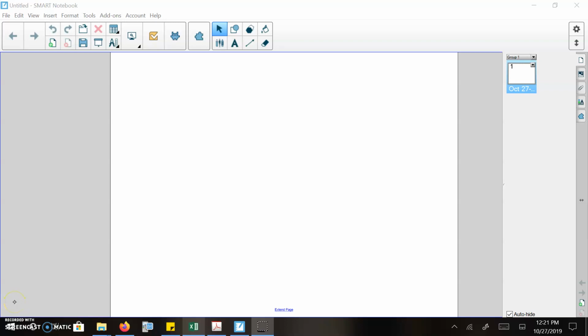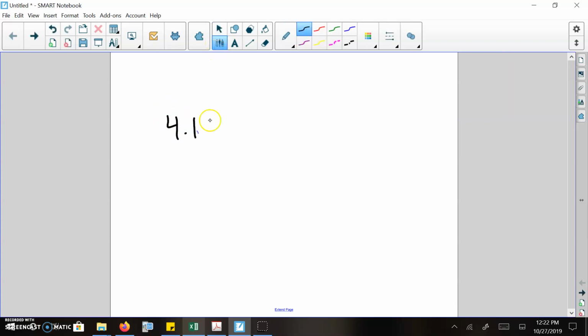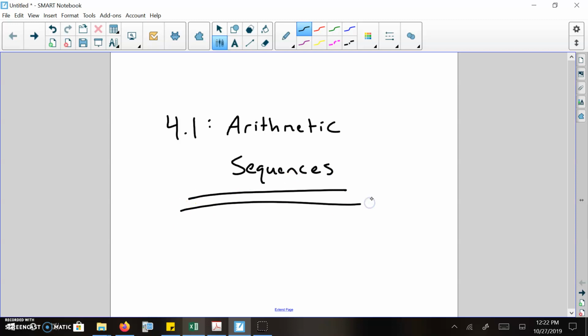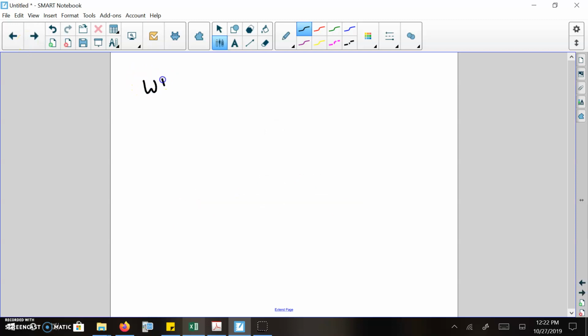So today we are going to start our Unit 4, which is going to be over something called sequences and series. So today we're going to talk a little bit about sequences, and then we're going to get into a specific type of sequence, and then we'll pick up on Monday with series. So you can go ahead and label this first section of your notes for this Unit 4.1. These are going to be something called arithmetic sequences. Okay. So first thing that we need to do here is we need to define what is a sequence.